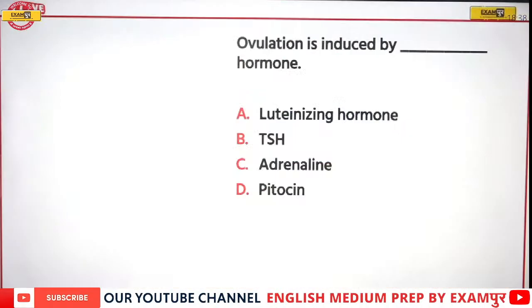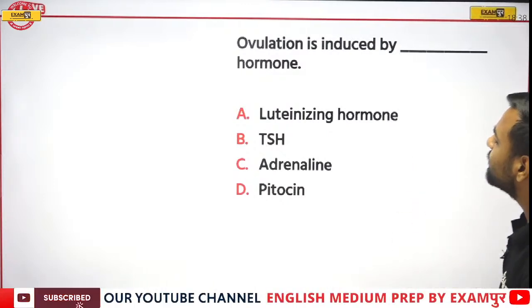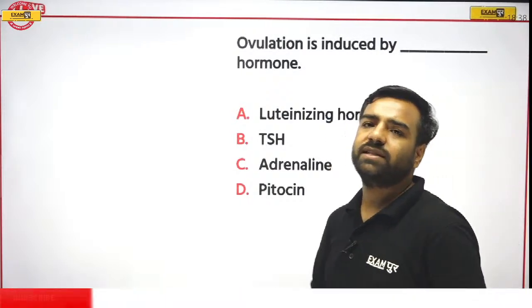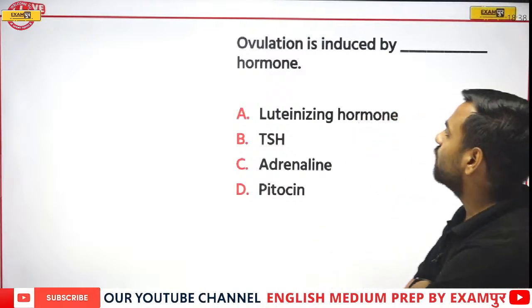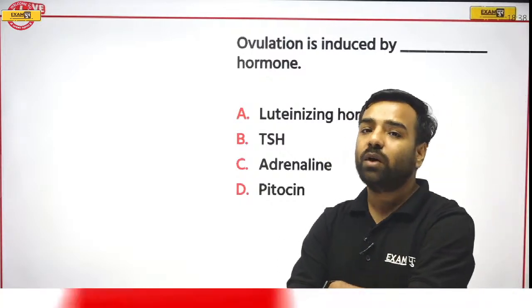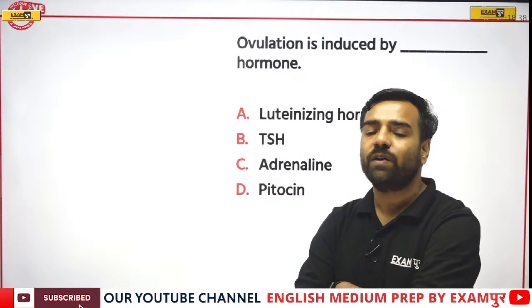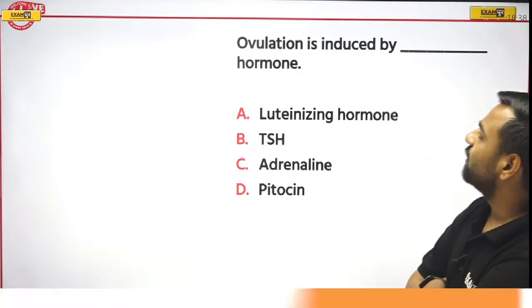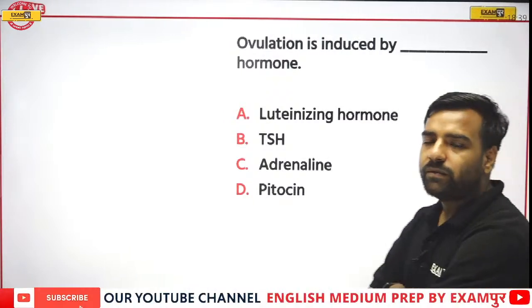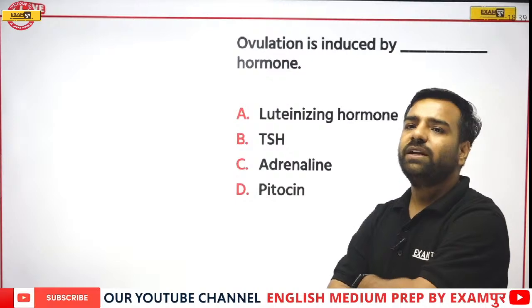Okay, then let's move forward now. Ovulation is induced by which of the following hormones? Is it luteinizing hormone? Is it TSH? Is it adrenaline? Or is it pitocin? So let's see who gives the correct answer. I'm talking about the ovulation process, where we talk about the production of what? Whenever we talk about the production of egg cells or ovum from the ovary, that means we are talking about ovulation. So ovulation is induced by which hormone? We discussed it, correct? So yes, waiting for the answer, everyone.